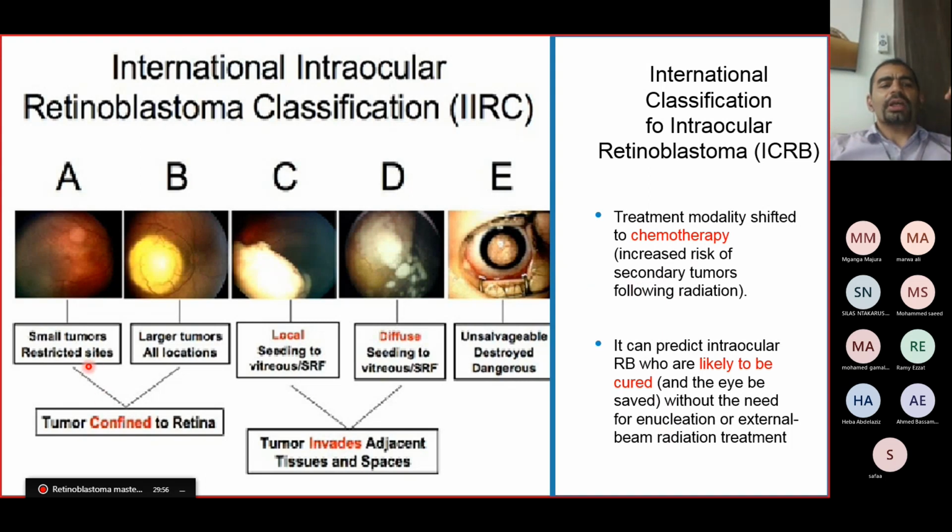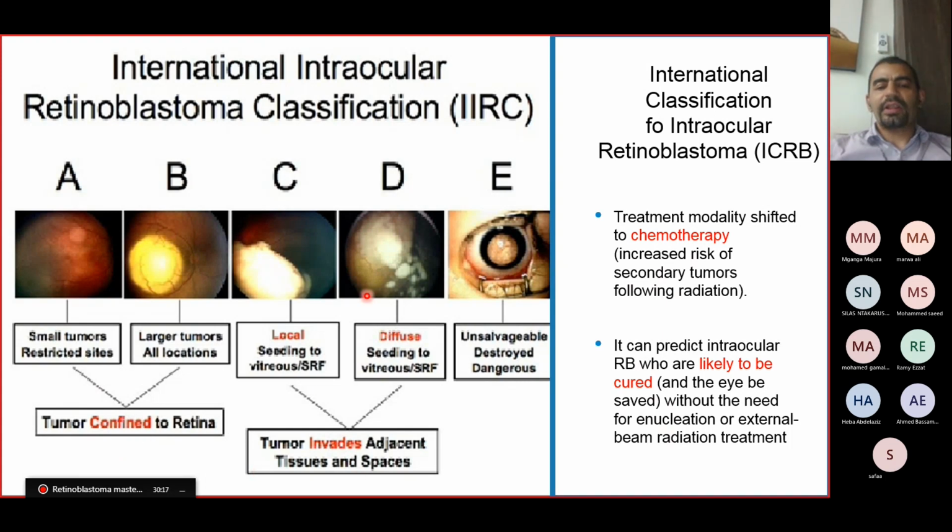So in general, small tumors, when they are confined to the retina, are either A or B. A has a very, very favorable outcome. E has the worst outcome. A and B, both of them, the tumor is still confined to the retina.